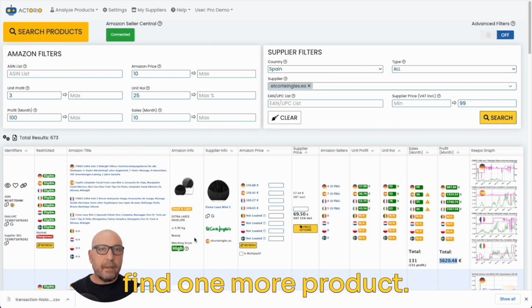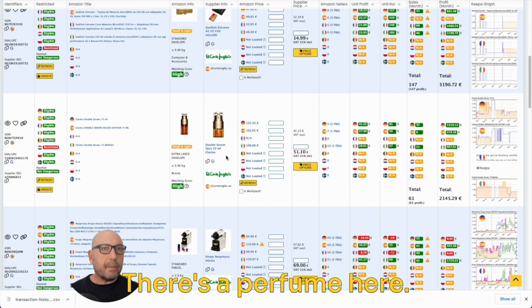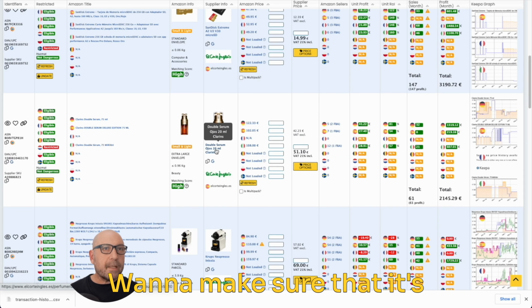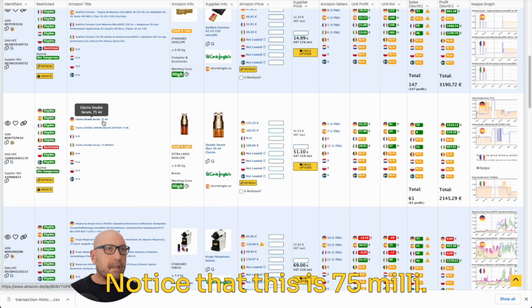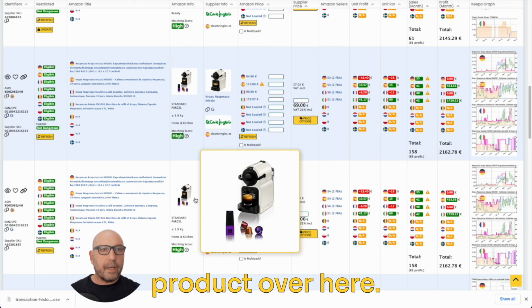So let's see if we can find one more product. Okay, let me see. There's a perfume here. Want to make sure that it's the same one. 20 milliliters. No, this is not the same product. Notice that this is 75 milliliters. So let's look for a different product over here.